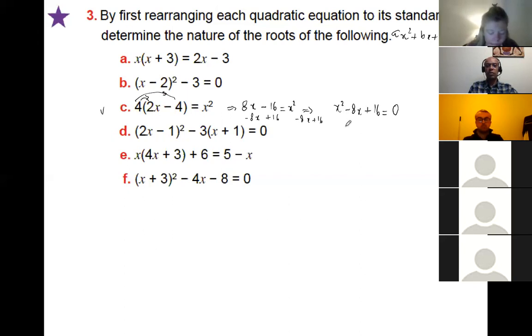Now I've got a equals 1, b equals negative 8, and c equals 16. So I need to calculate b squared minus 4 times 1 times 16. I'll plug that into my calculator. So 64 minus 4 times 16, and I get 0.